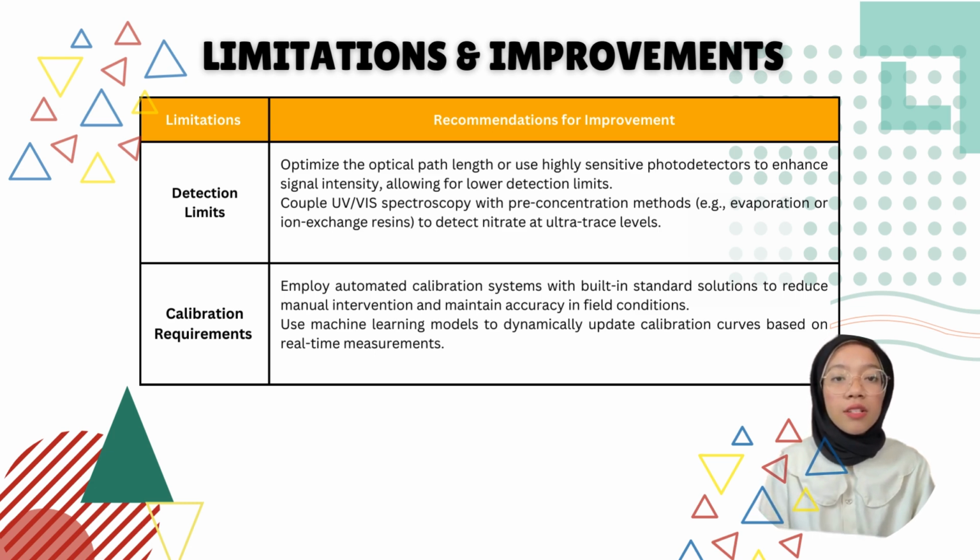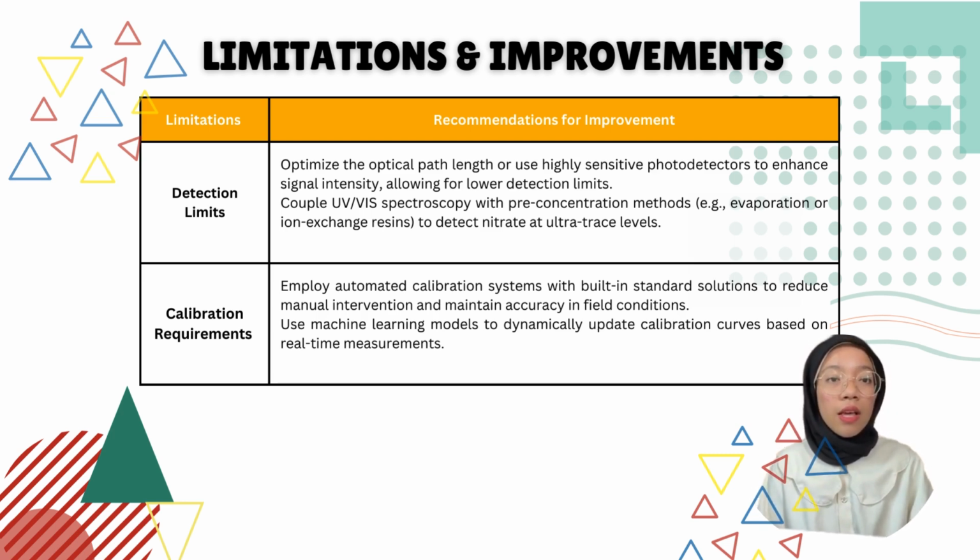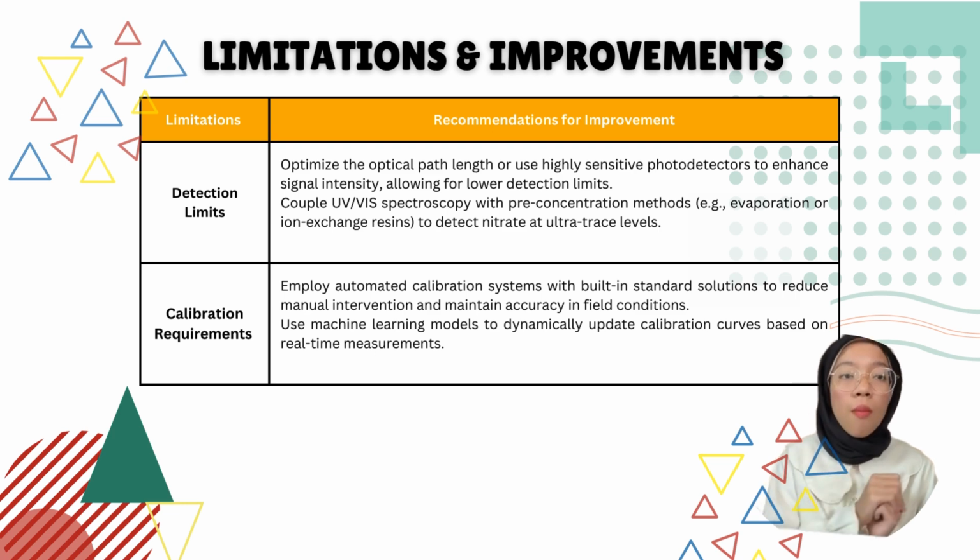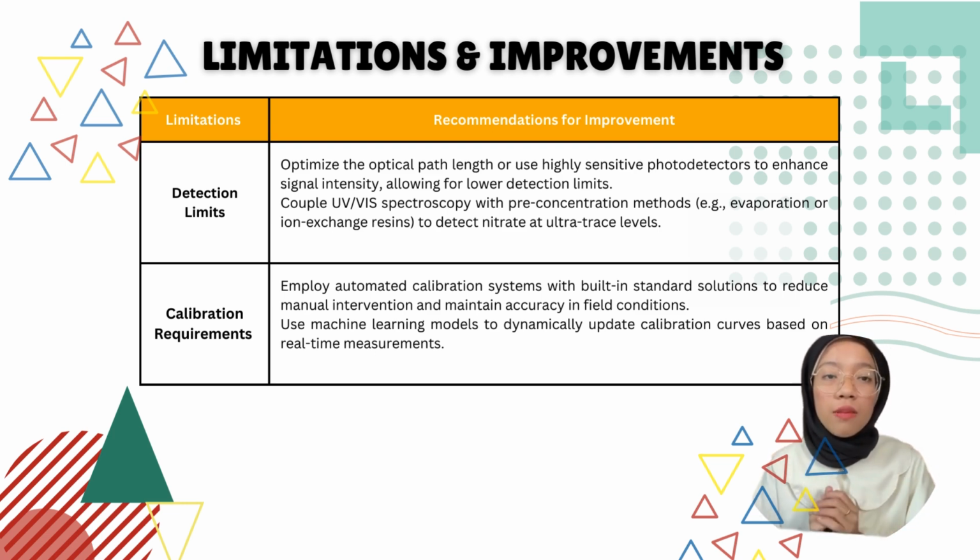of ultra-trace nitrate levels. And lastly, a limitation is that frequent calibration is needed, particularly for field applications. This is to maintain accuracy, which can be time consuming. So, to solve this, we employ an automated calibration system with built-in standard solutions to reduce manual interventions. Moreover, incorporating machine learning models can dynamically update calibration curves based on real-time measurements. This can improve the efficiency and adaptability in the field.